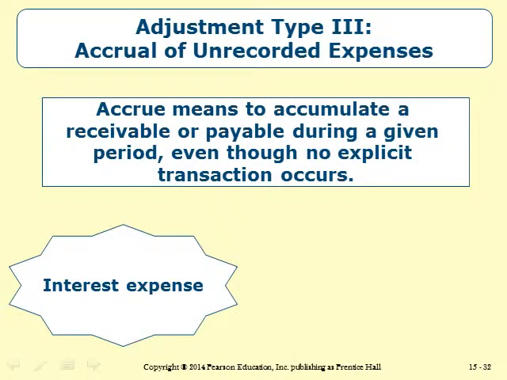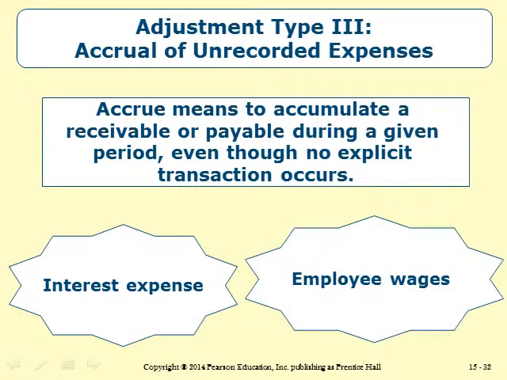The third type of adjustment we talked about was with regard to the accrual of unrecorded expenses. To accrue something means to accumulate and record a receivable or payment during a given period, even though no explicit transaction occurs. Examples of accrued expenses are expenses reported on the income statement before a company pays for them with cash, or the wages of employees for partial payroll periods, or the interest that accumulates on borrowed money before the interest is paid.